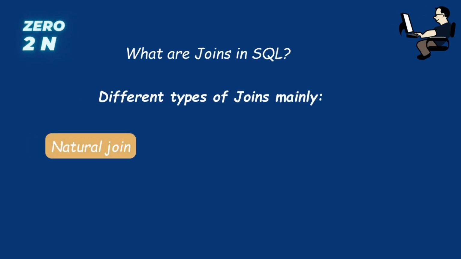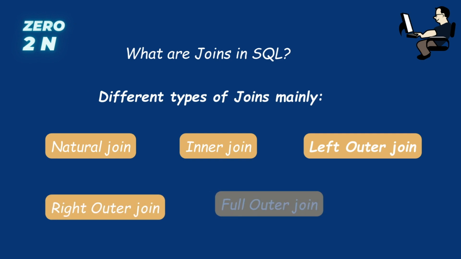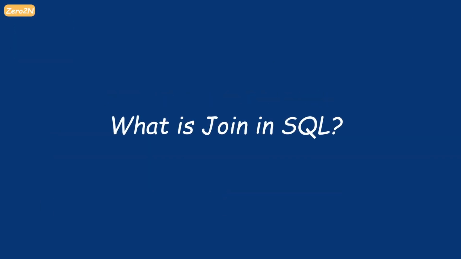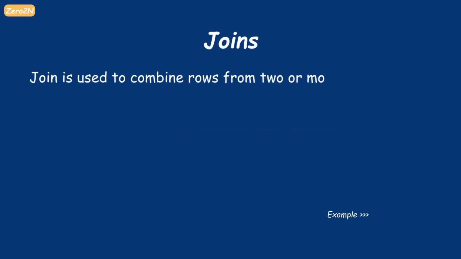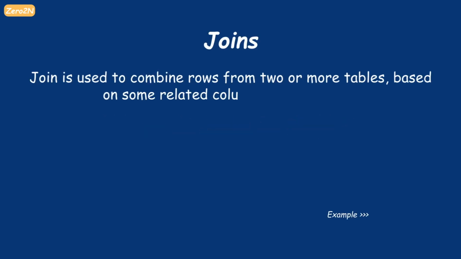In this video we will learn what are joins in SQL, various types of joins and difference between them with examples. So let's start with what is join. Join is used to combine rows from two or more tables based on the related column between them.